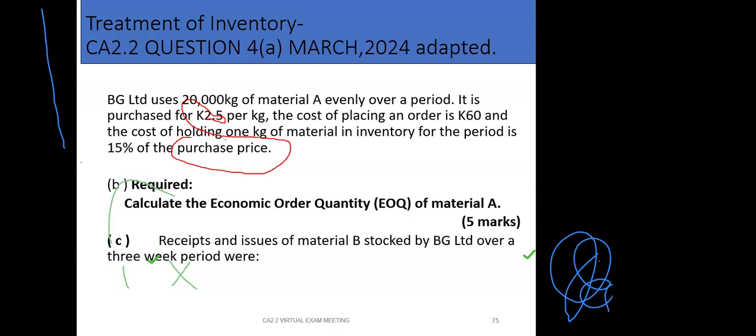And the cost of placing an order is C in the formula. The 20,000 is D in the formula. And then the 15% is H. That's all you need there. And take the square root and so on.